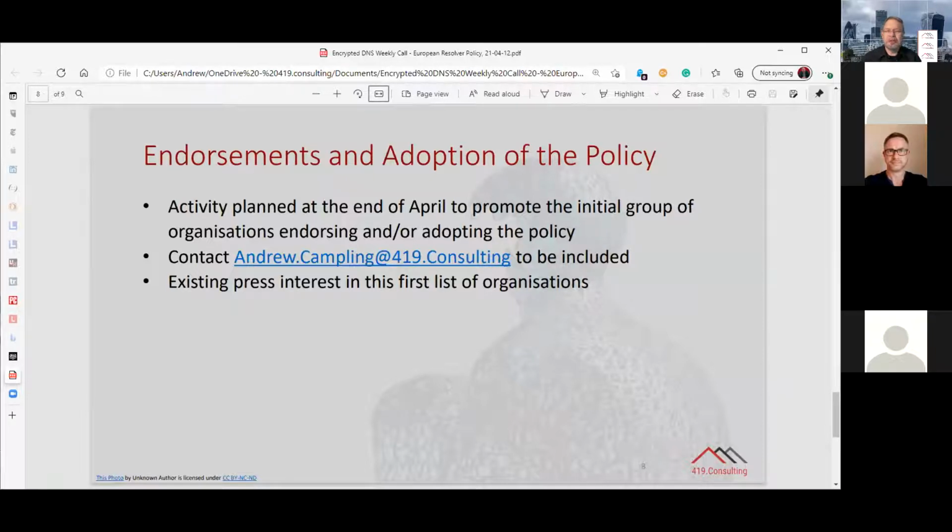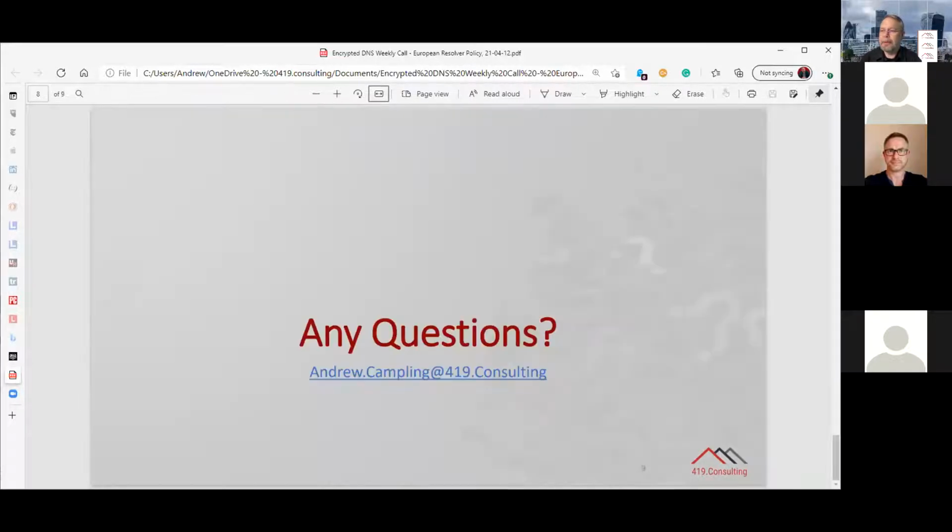Given that's relatively short timescales, for those companies that wish to be listed as adopting the policy but haven't necessarily got everything in place by the end of the month, that's not a problem, but there will need to be a very firm commitment that all your policies and documentation will be fully compliant within a reasonable and short time frame after the end of the month to be included. And I know there's some existing press interest in getting that first list of organisations, so there should be some positive PR benefit from those organisations that are included, either endorsing or adopting the policy. And I think that is pretty much it.